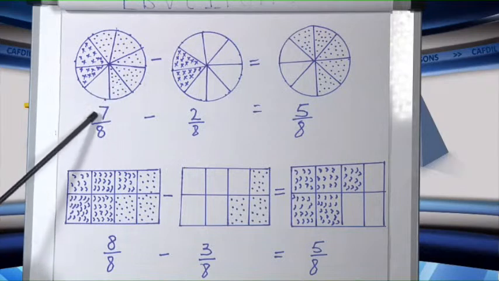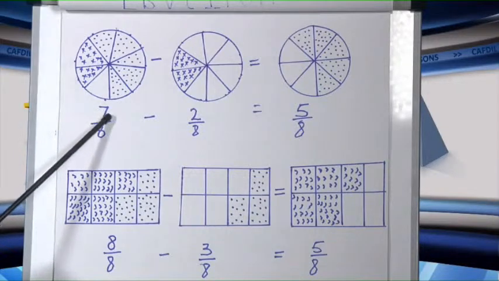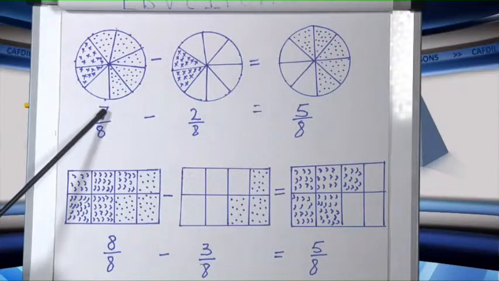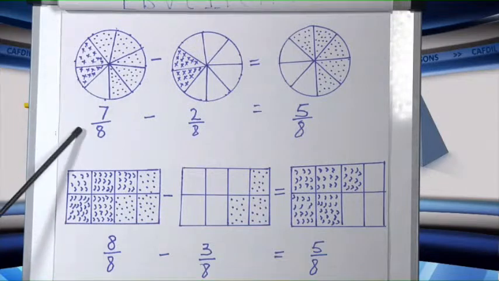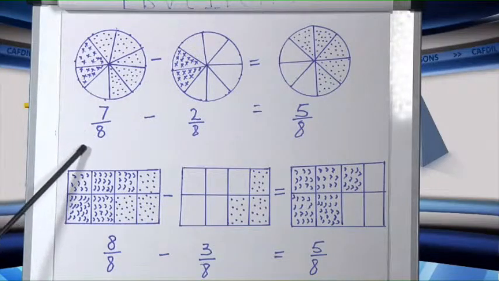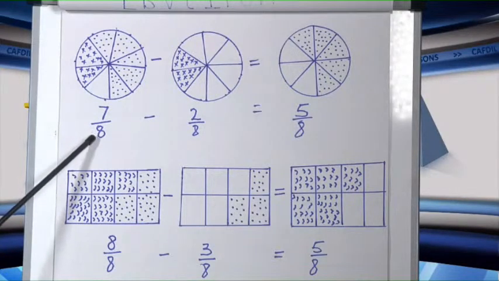Here it is. What name do we give it? The number of parts shaded. Very good. The numerator. So always let us remember the number of parts shaded is what we call the numerator. The number of parts we have in all is what we call the denominator. And so what fraction is this? 7/8. Again, 7/8.